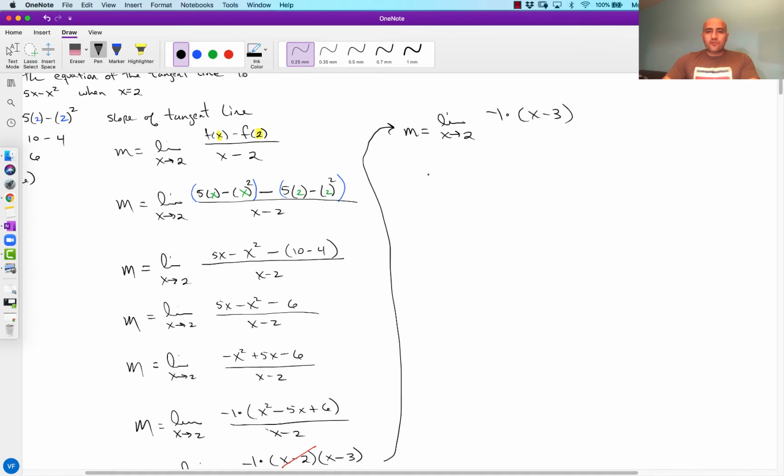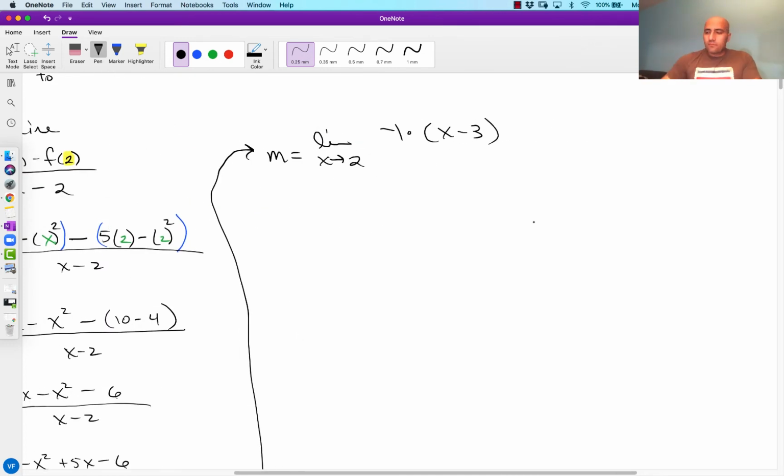Okay, and then we can just distribute that. And we know that this is just a polynomial now. And from our work with limits, we know that whenever you evaluate a polynomial, then the limit is equivalent to just evaluating the polynomial at that point. So at this stage, we are done.